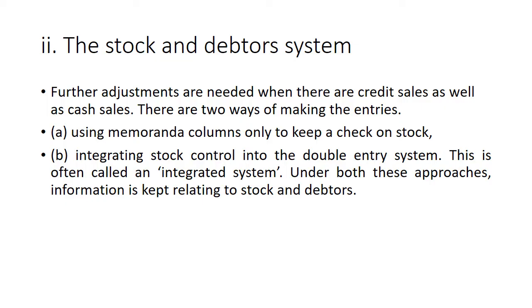But again, we have the stock and debtors system. By the stock and debtors system, adjustments are needed when there is a credit sale as well as cash sales. There are two ways of making the entries. We may use a memorandum column only to keep a check on stock. This is when we are employing the stock and debtors system. Number two, we may integrate stock control into the double entry system, and this is often called the integrated system. In this approach, information is kept relating to stock and debtors.